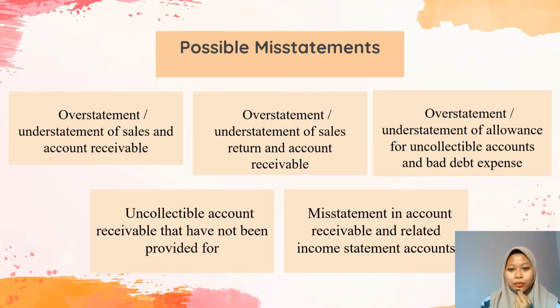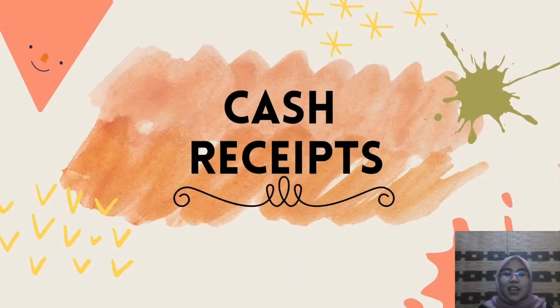For possible misstatements for timing, we have five. First, overstatement or understatement of sales and accounts receivable; overstatement or understatement of sales return and accounts receivable; overstatement or understatement of allowance for uncollectible accounts and bad debt expenses; uncollectible accounts receivable that have not been provided for; and the last one is misstatement in accounts receivable and related income statement accounts.